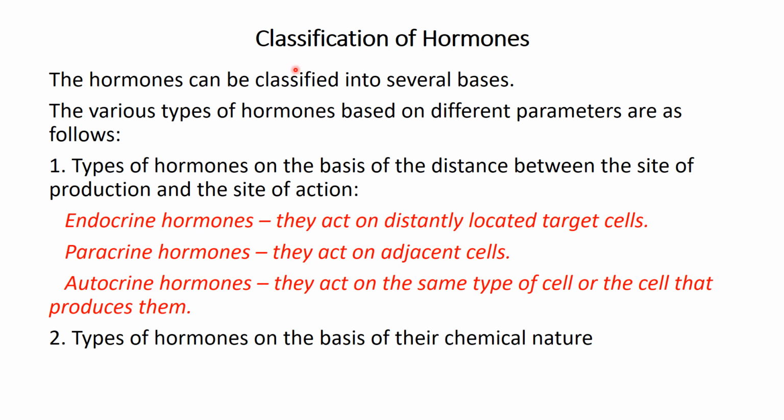The classification of hormones has been done on several bases. There are various types of hormones based on different parameters. First, the types of hormones on the basis of the distance between the site of production and their mode of action: endocrine hormone, paracrine hormone, and autocrine hormone. And second, the types of hormones on the basis of their chemical nature.